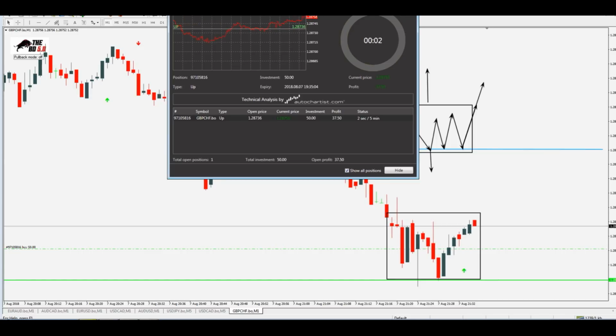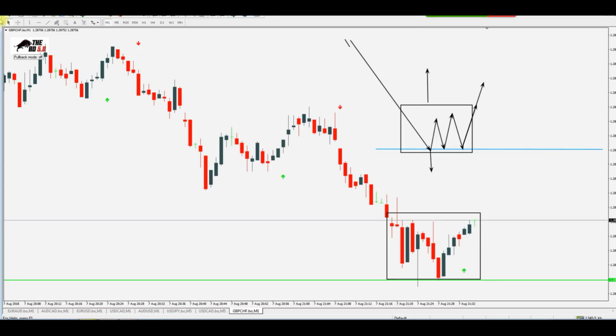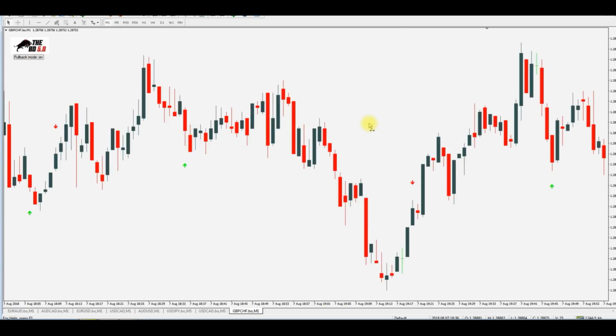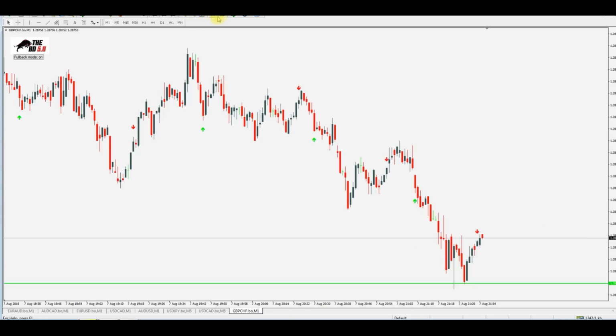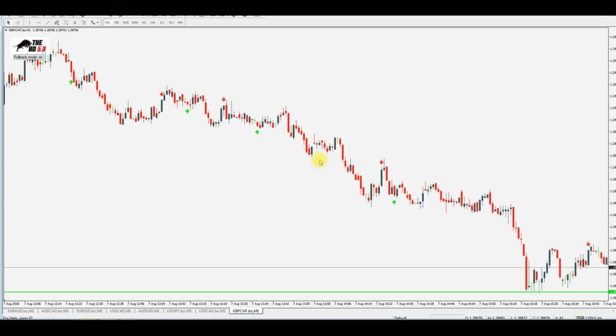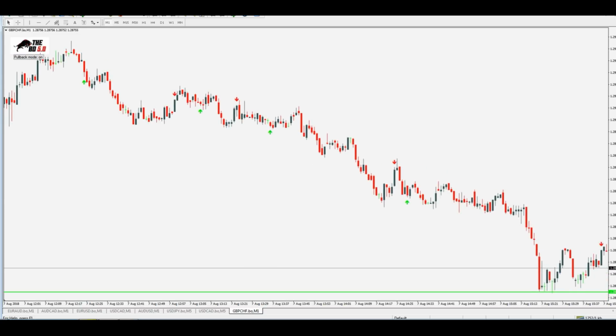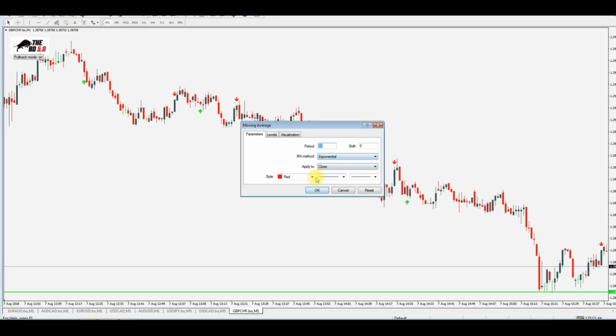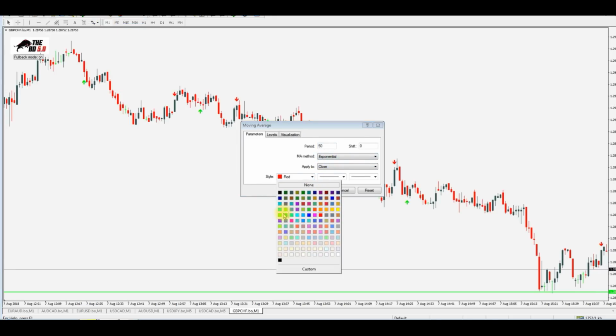So I want to quickly show you the pullback arrows, right, and why I actually love them quite a lot. So this is the pullback arrows. Now, pullback arrows only work in a trending market, so I've got to find a trending market, okay? And here is a trending market. Let me just add a moving average. We'll add a 50 moving average, and I'm going to change that actually to green.